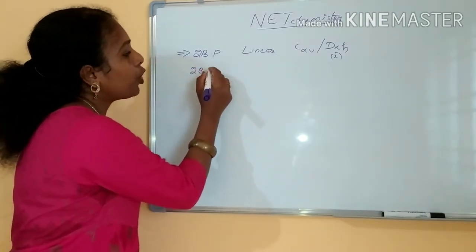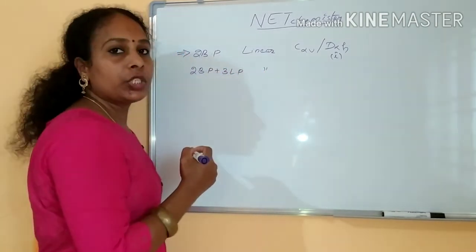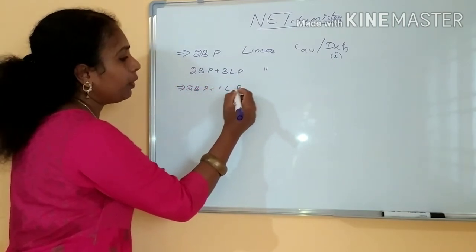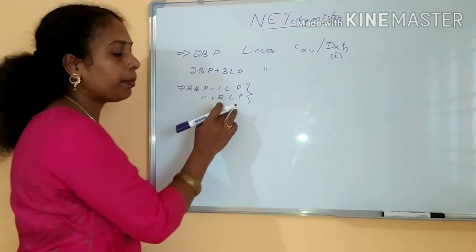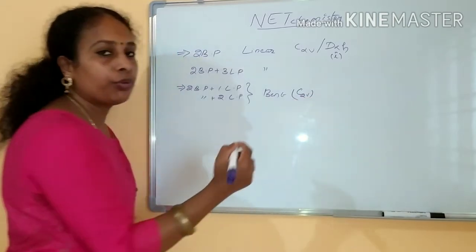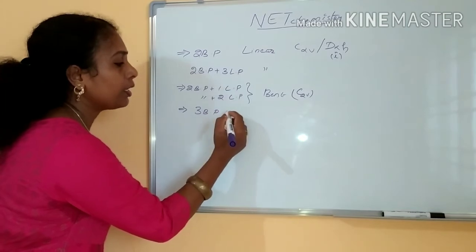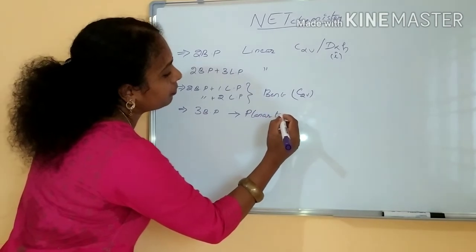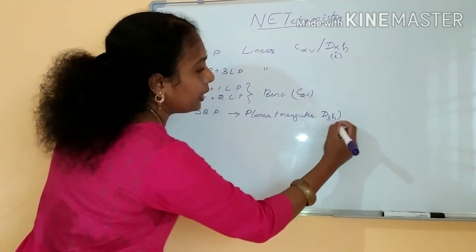I am taking 2 bond pair plus 3 lone pair, okay? 3 lone pair, the molecule will be again linear shape. The next condition is 2 bond pair plus 1 lone pair or 2 bond pair plus 2 lone pair, okay? 2 bond pair plus 2 lone pair, 2 bond pair plus 1 lone pair, the molecule will be bend shape. Most of them are belonging to C2V point group. The next third one is 3 bond pair alone present. Only 3 bond pair present, the molecule will be planar triangular, right? Belongs to the point group D3H point group.